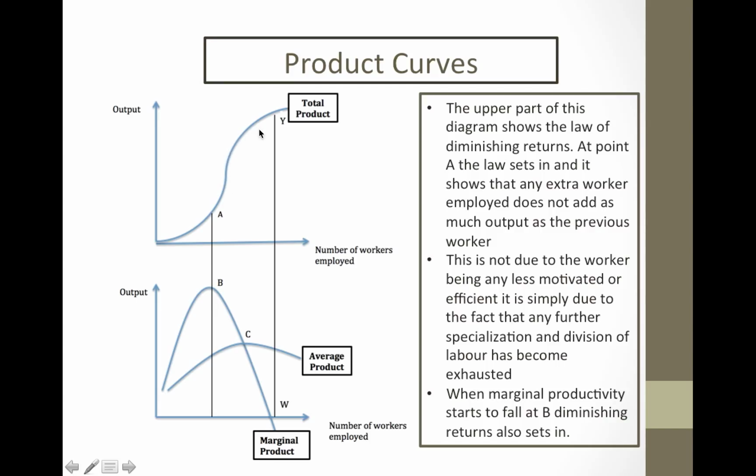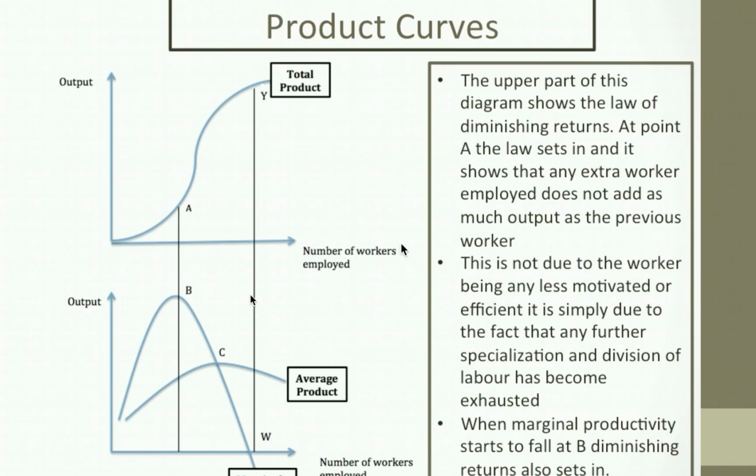Now, it's more around this point when the curve becomes less steep. When the curve becomes less steep, that's saying we're adding less output for each worker we employ. Now, as I've put in my notes over here, this isn't due to the fact that these workers are less motivated or less efficient. What it is due to is that they've exhausted any specialization and division of labor they can. So they can no longer specialize or divide the labor to make themselves more efficient, and as a result the marginal productivity begins to fall. And so this diagram is representing the law of diminishing returns.